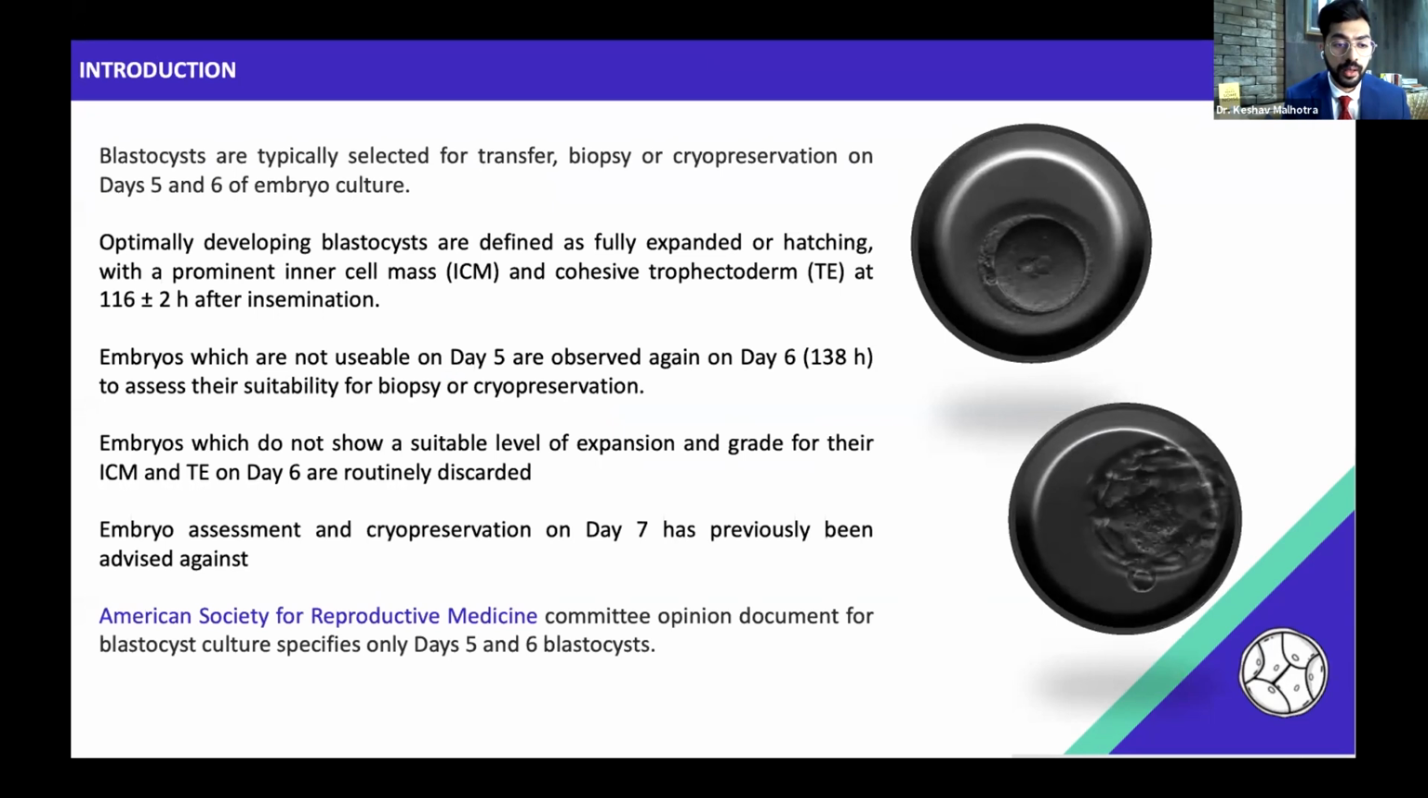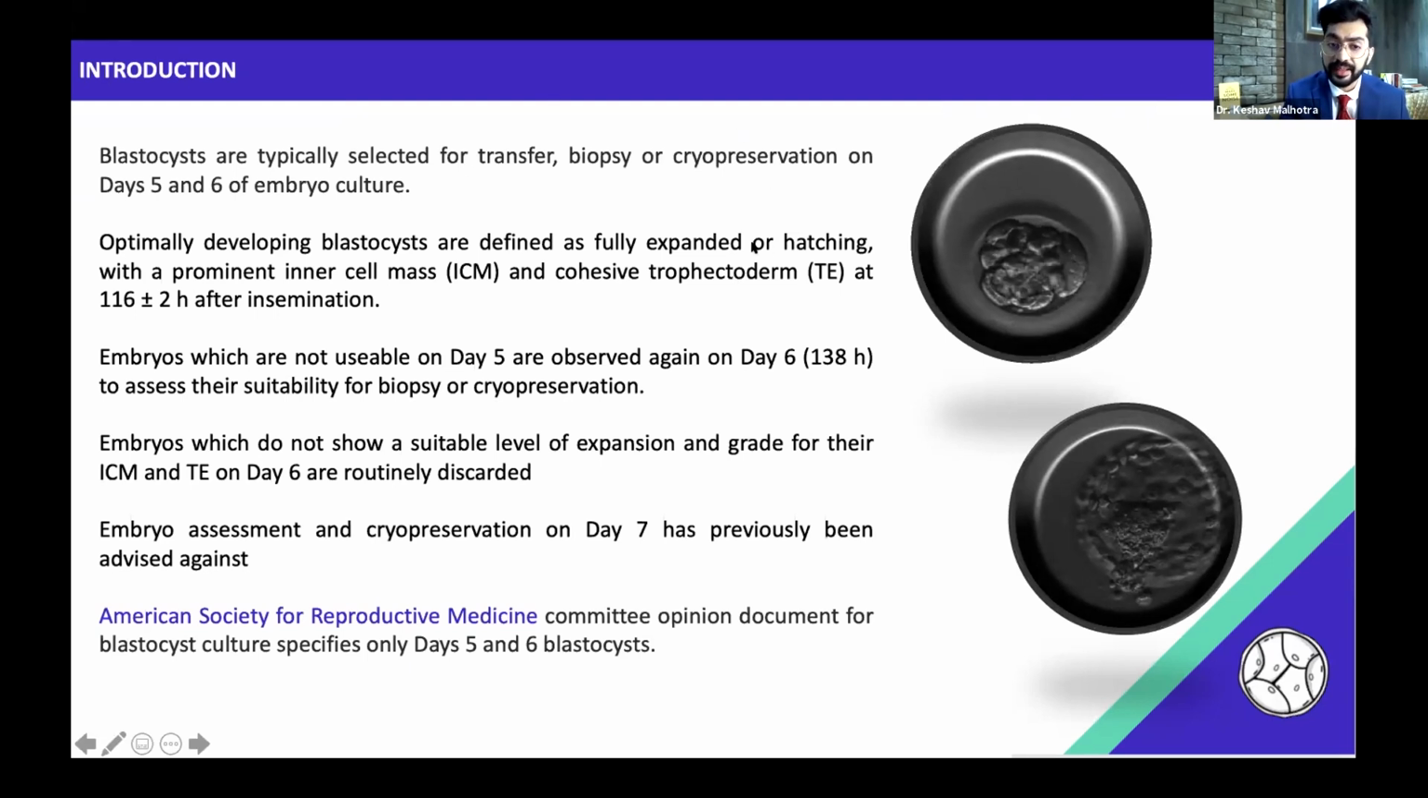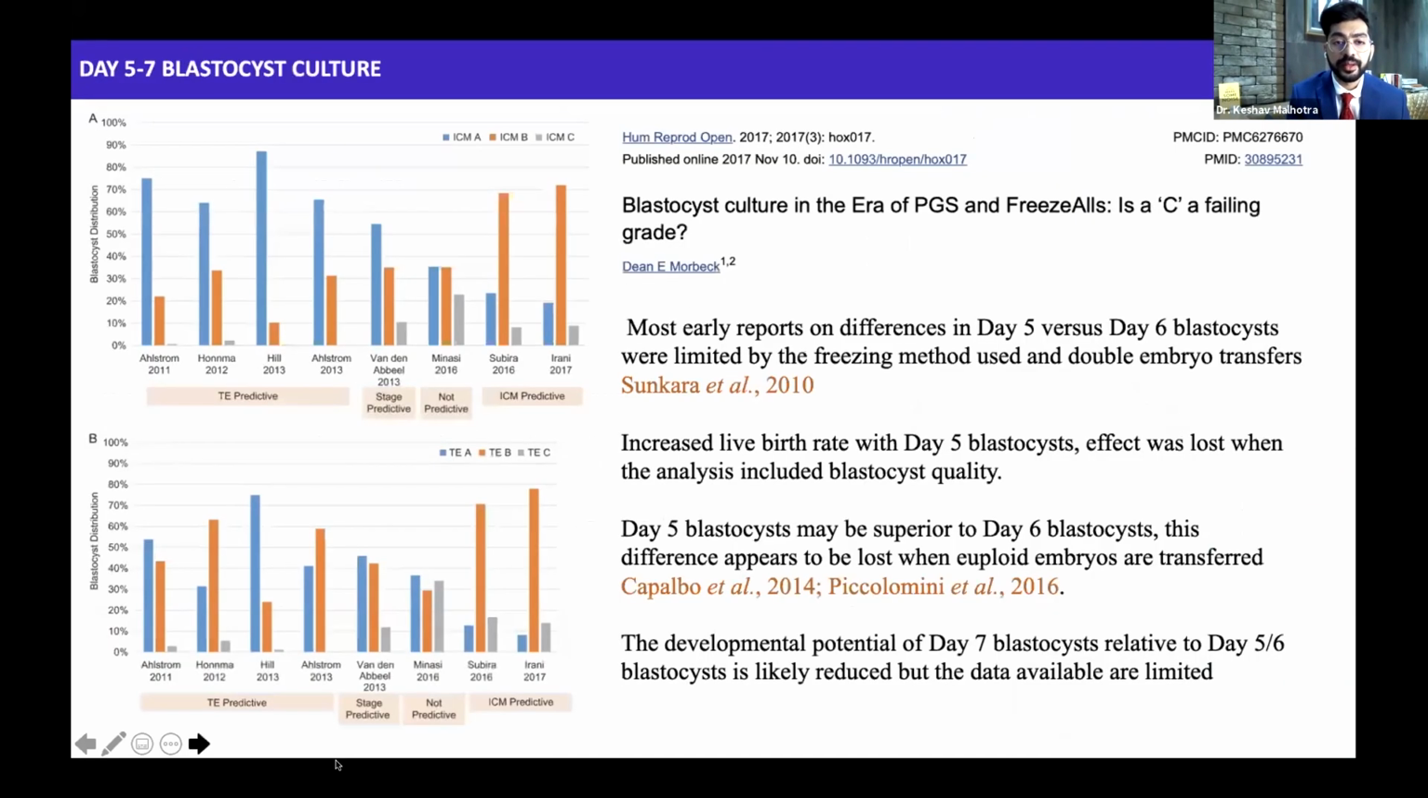cryopreservation. If you look at the guidelines that exist, ESHRE has recommended in the committee opinion that you should culture blastocysts specifically till day 5 and day 6. And even the Istanbul consensus says that you culture the embryos till about day 6. Now, based on all of this, I tried to find certain papers which would be of significance to you.